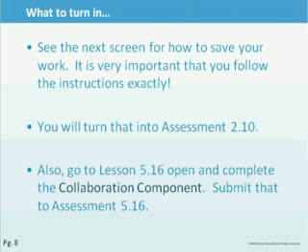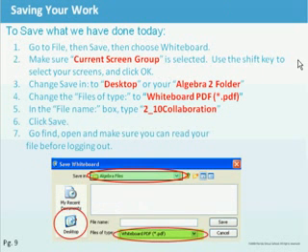Finally, you are going to save your work and turn in two things. You are going to turn in Assessment 210 with the whiteboards that you are saving today. You will also go to Lesson 516, open and complete the collaboration component, and turn that into Assessment 516. To save the whiteboards, you're going to do File, Save, Current Screen Group, Desktop, or Algebra 2 folders, make sure you put it somewhere that you will remember it.